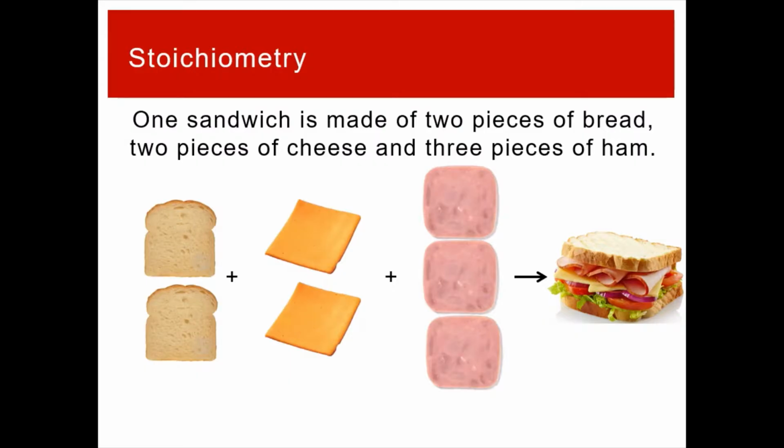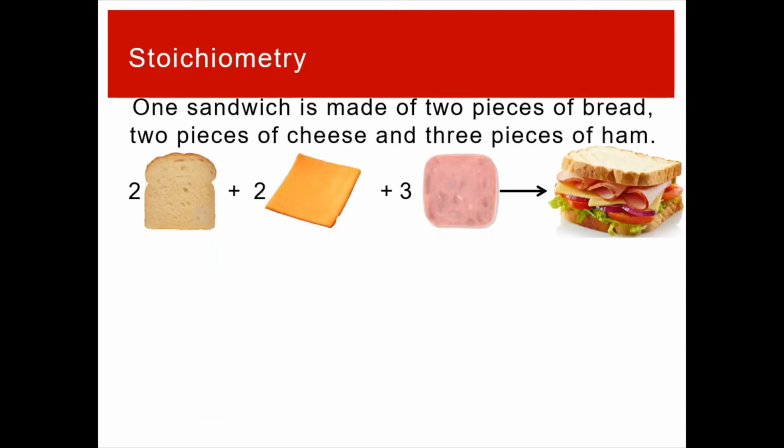So suppose you want to make a sandwich. And so one sandwich has a recipe. It is made of 2 pieces of bread, 2 pieces of cheese, and 3 pieces of ham. So these are your input ingredients, and you need a particular number of each of those ingredients to come together to make your sandwich. So we can see here all of my input ingredients and then my output sandwich.